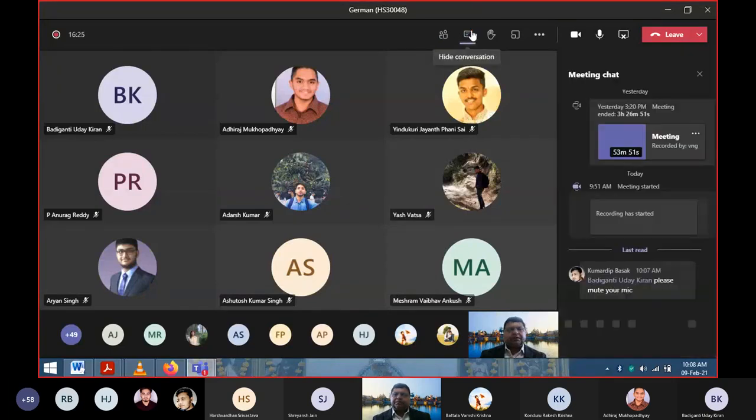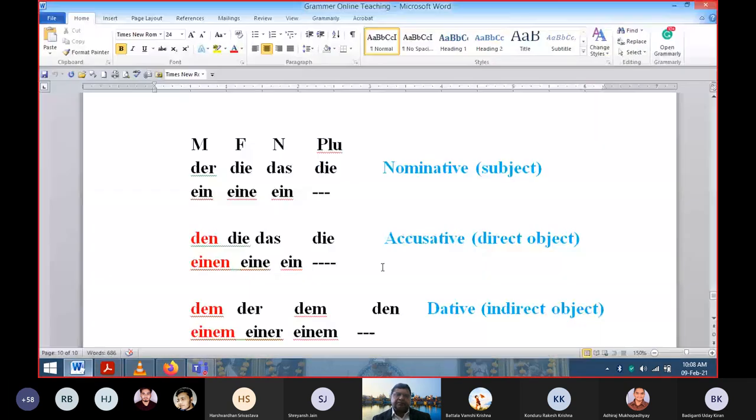Okay, I have muted everybody because some disturbance was there. So I have shared the screen. Can you see the screen? Yes, sir. Okay.